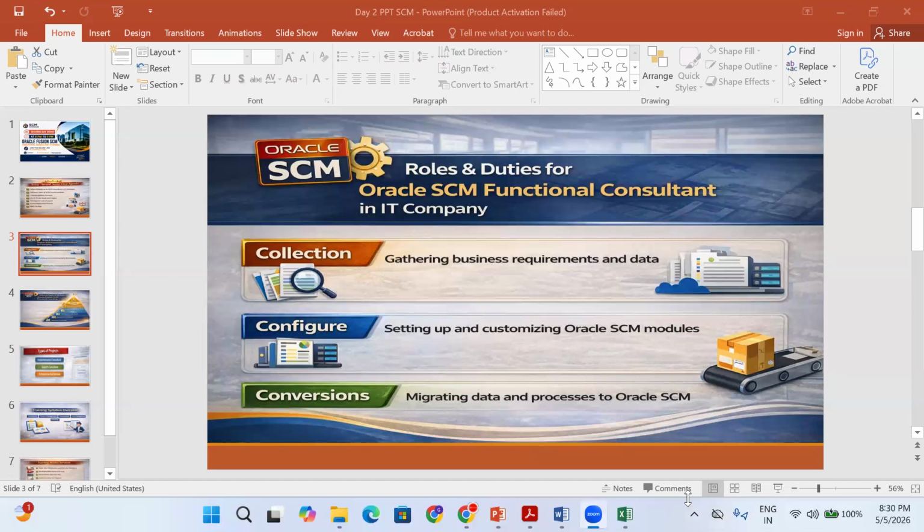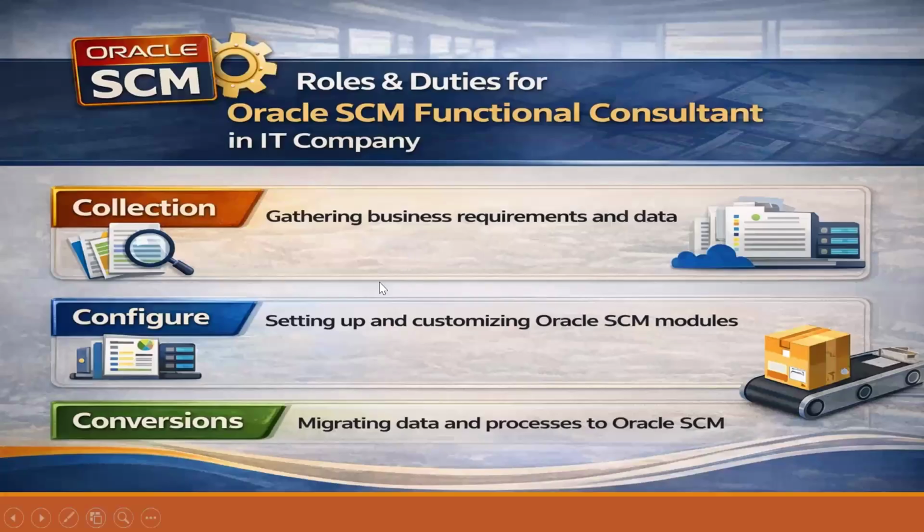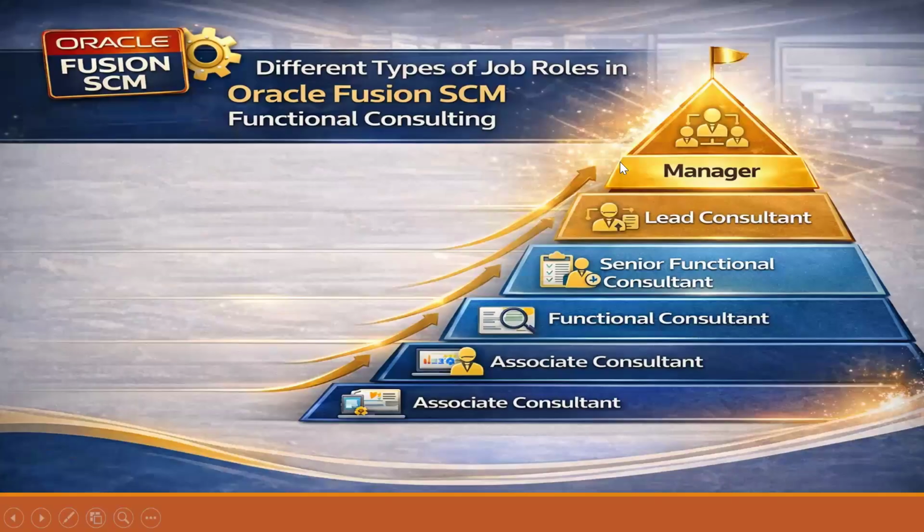So what is the next one? What roles are there? I don't want to spend more time on this today. We already know the hierarchy: associate consultant, for those joining as freshers or with 2, 3, or 4 years of experience. After that, functional consultant, senior functional consultant, lead consultant, and manager. These positions are based on your experience.